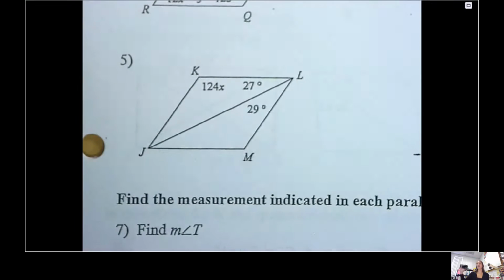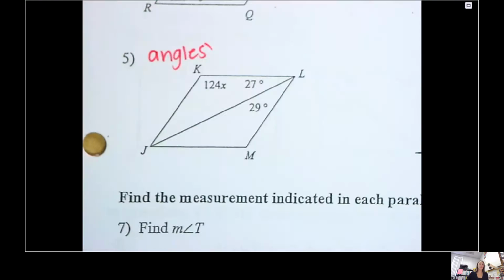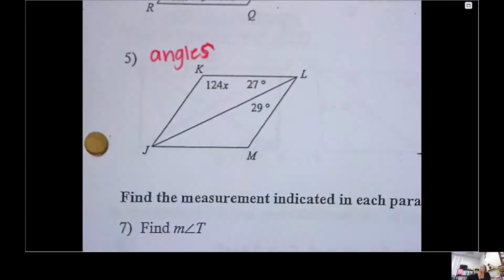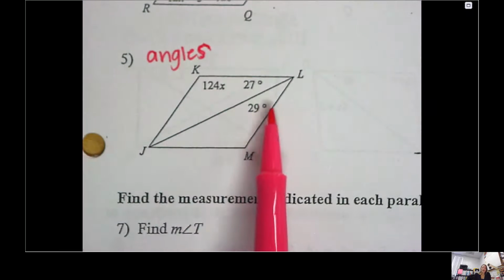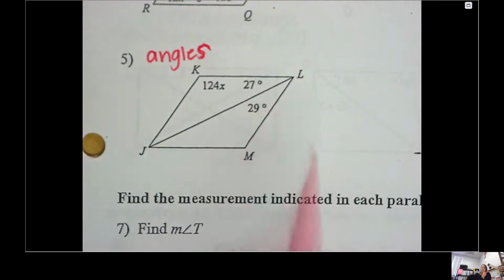Now, number 5. Are these angles or are they sides? Angles. Okay, so I would always go for that because that's going to tell you how to set the equation. Now, you've got angle K over here and you've got angle L, but what do you notice about angle L?